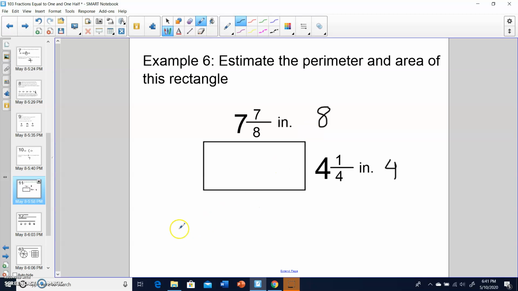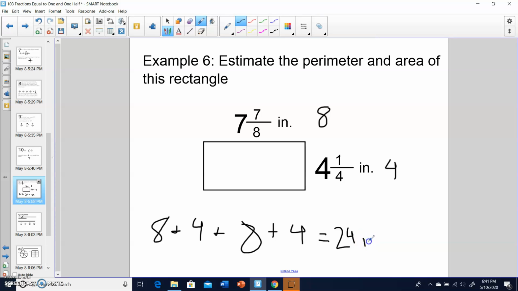So if I'm finding perimeter, that means I'm adding all 4 sides. So 8 plus 4 plus 8 plus 4, which equals, 8 plus 4 is 12. And then another 8 plus 4 is another 12. So 12 plus 12 is 24 inches.